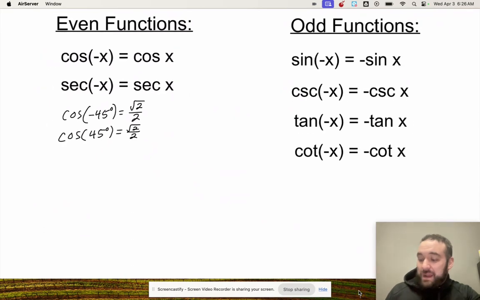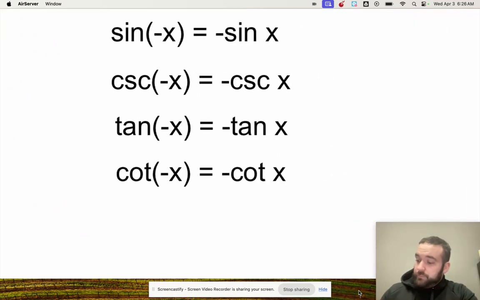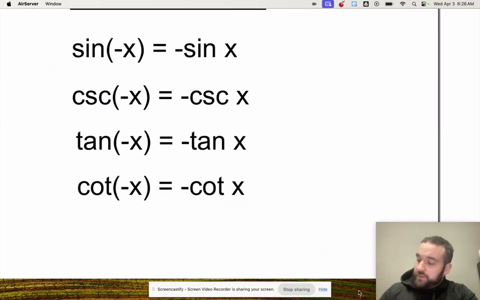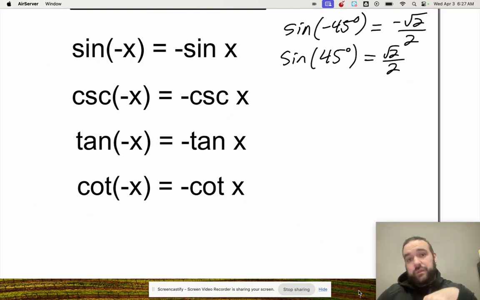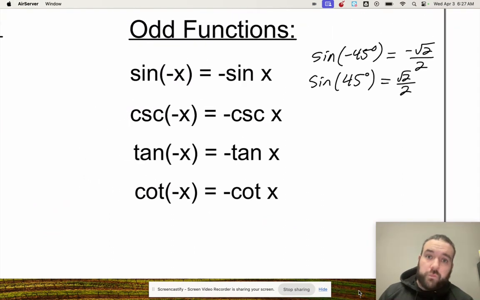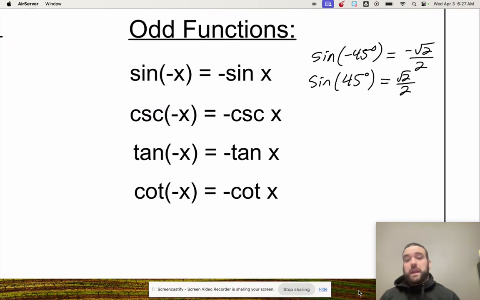Odd functions are kind of the opposite. An odd function, if I make the input negative, it will make the output negative. Meaning, for example, if I asked you what is the sine of negative 45 degrees, that is negative root 2 over 2. Compared to the sine of positive 45 degrees, that is positive root 2 over 2. So by making the input negative, all I'm doing is keeping the same value, but making the output negative. And that is something that is true for any angle I plug in.